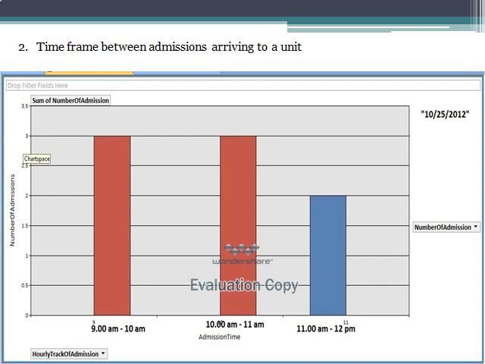From 10 a.m. to 11 a.m. again there were 3 admissions, and between 11 a.m. to 12 p.m. there were 2 admissions. So during the entire day, the 9 a.m. to 12 p.m. shift was the busiest. This report will help the nursing manager to adequately plan the nursing staff during the busy hours.